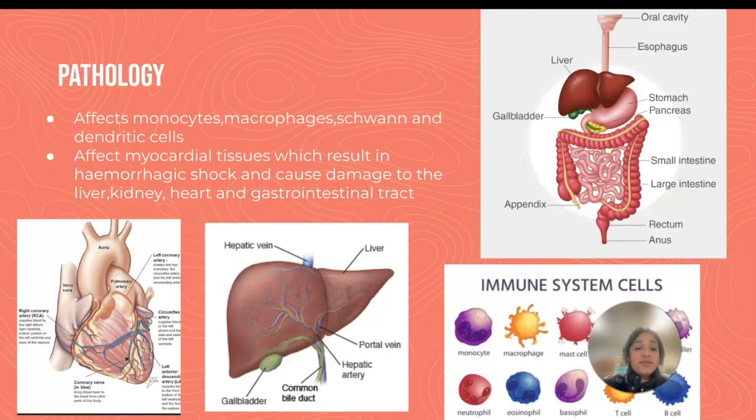Okay, now let's talk about the pathology of yellow fever. So yellow fever affects monocytes, macrophages, Schwann cells, and dendritic cells. Those are the cells that it usually affects. It does affect myocardial tissues that can result in hemorrhagic shock and causes damage to the liver, kidney, heart, and gastrointestinal tract, which obviously can cause many other issues.